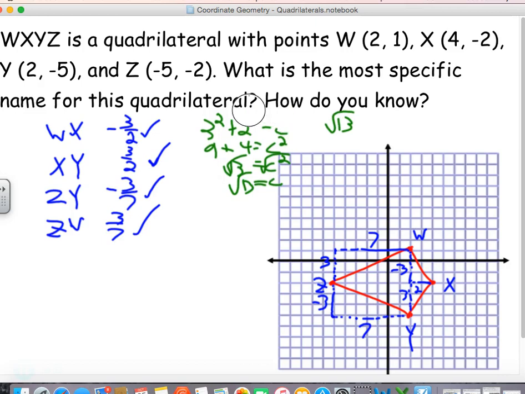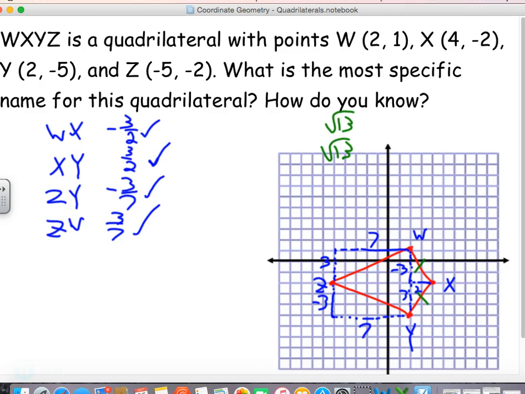Now I'm going to do the same thing for XY. For XY, I also use 3 and 2. So obviously, I'm going to get the square root of 13 for XY. So now I know this and this are congruent. Cool. All right, now I'll check the distances on the others.